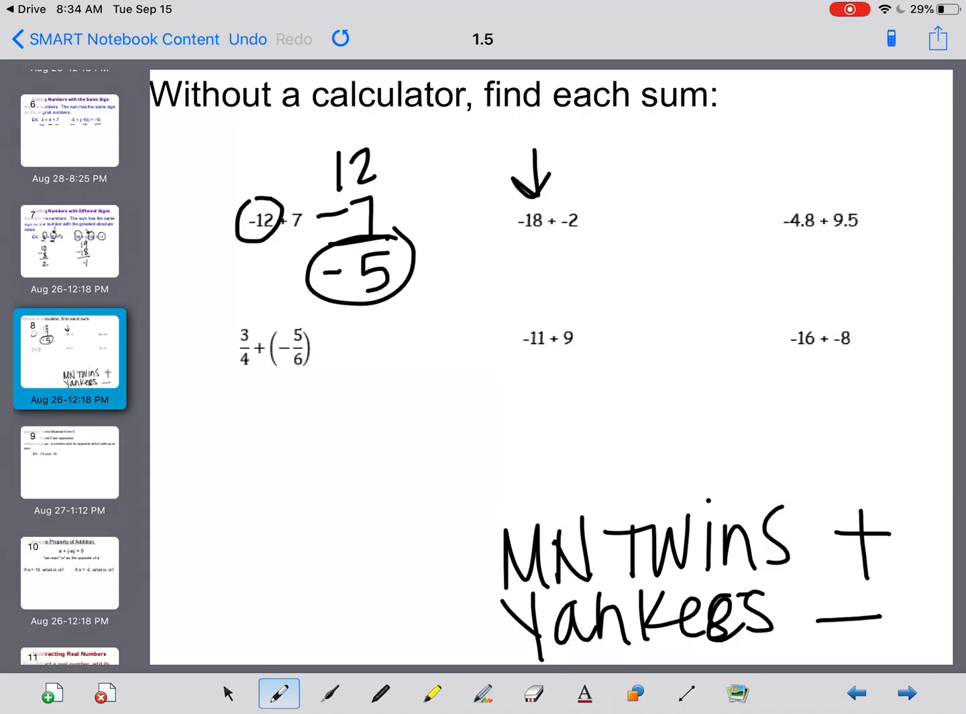Okay, so if I think about it, this means I have 18 Yankees players plus 2 more Yankees players. Well, I only have Yankees players, so my answer has to be Yankees, and 18 plus 2 is 20.